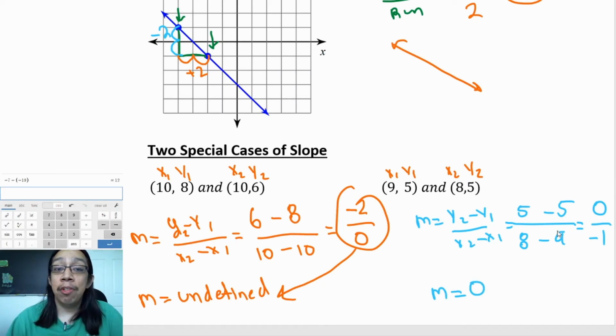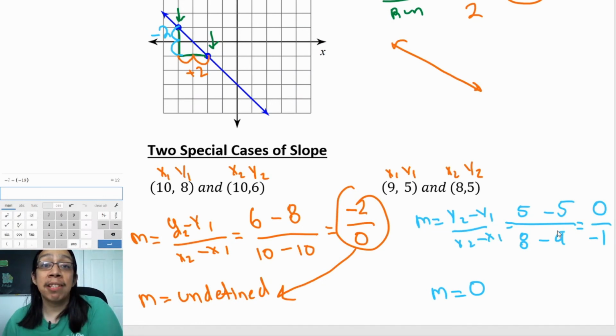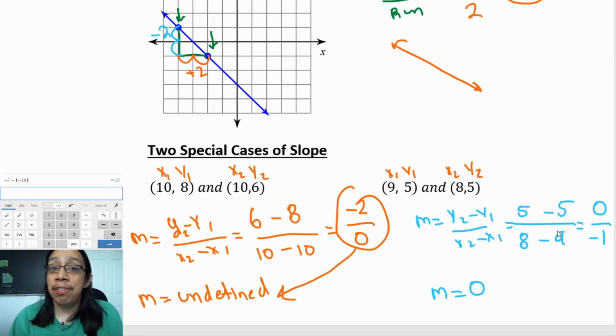So these are the two special cases of slope. Sometimes your slope is undefined or your rate of change is undefined whenever you have a 0 in the denominator of your fraction. But on the flip side, your slope can sometimes be 0 if the 0 is located on the top part of your fraction. So these are your two special cases.